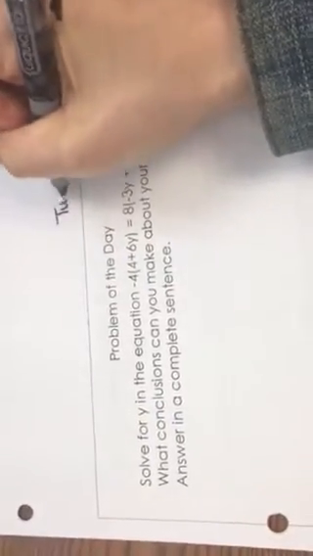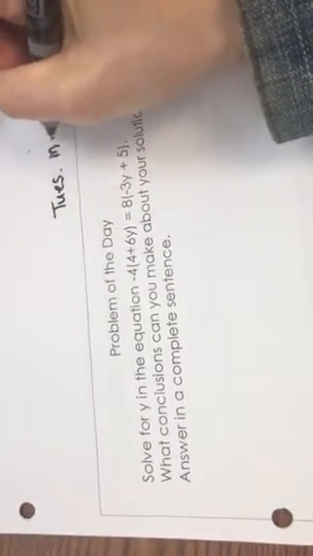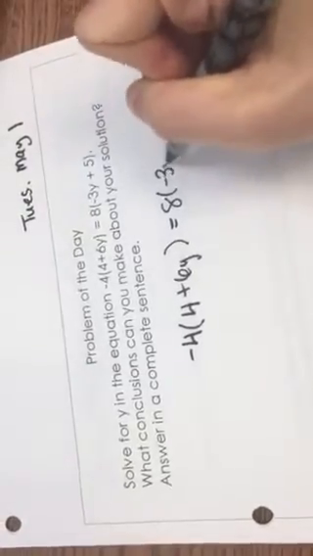Okay, so I'm going to start with the problem of the day. This is the lesson from Tuesday, May 1st. It says to solve for y in the equation, and what conclusions can I make about my solution? So I have negative 4 plus 6y equals 8 times negative 3y plus 5.